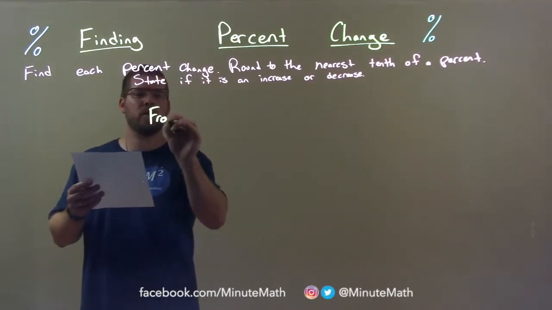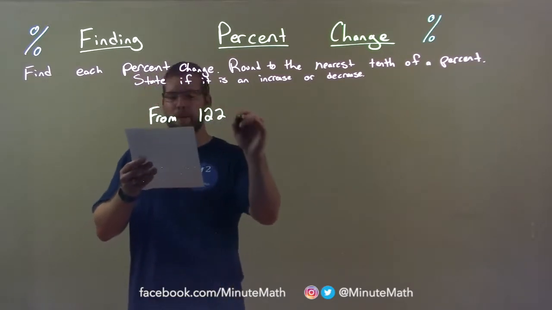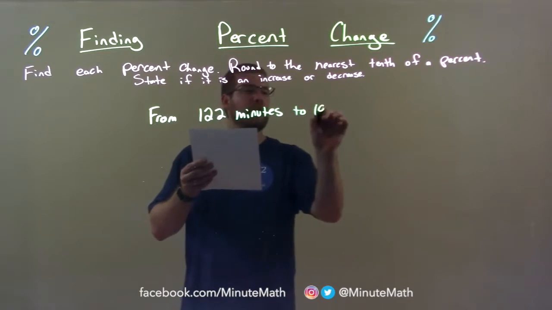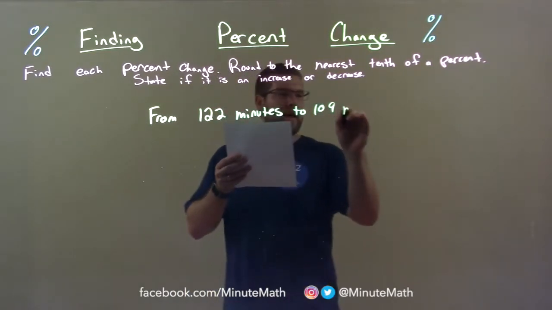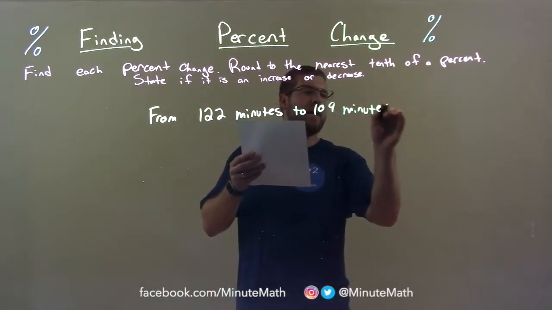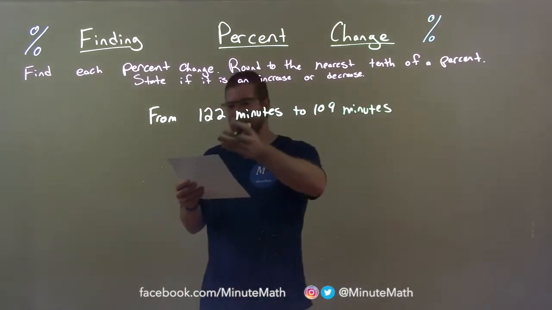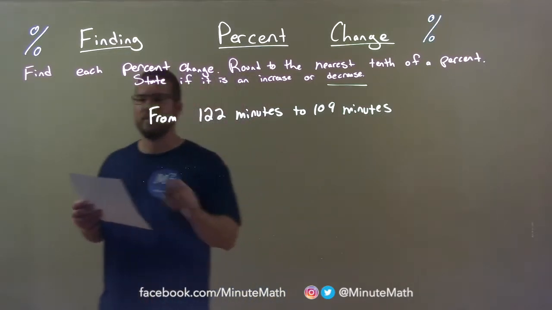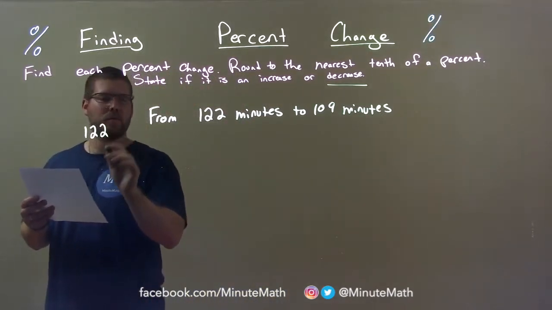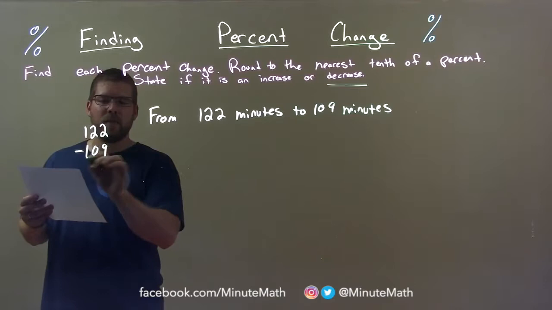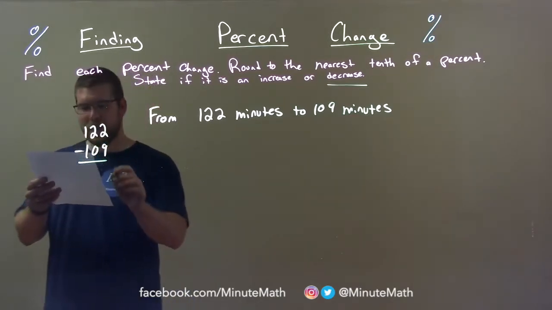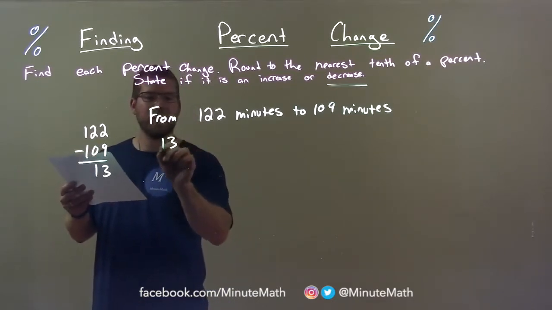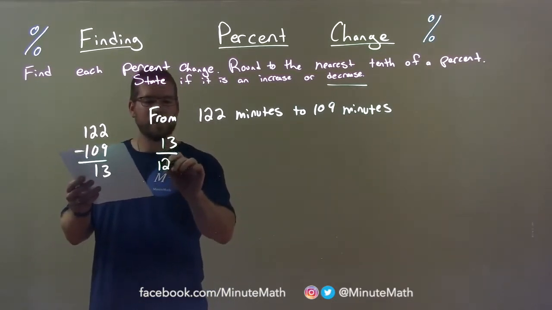From a good old 122 minutes, not minute math, but minutes, to 109 minutes again. All right. Well, we clearly see that this is going down. This is what we call a decrease right there. Now, difference between the two, 122, larger number, just subtracted by the smaller number, 109. We get a good old 13. Well, it's not really lucky, but it's okay. 13 divided by the first number, 122.